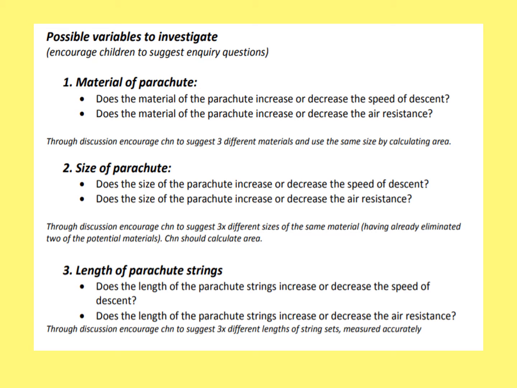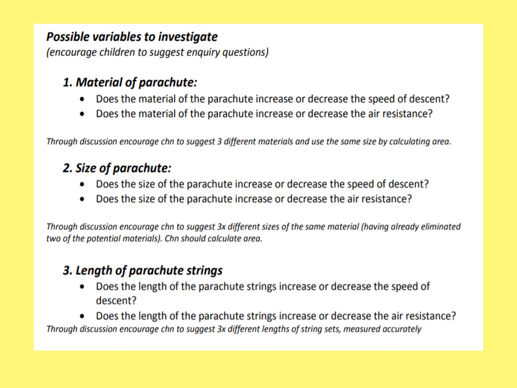Here we've got some examples of possible variables to investigate, so things that we can change to see if it affects the rate of how the parachute descends through the air. If you look closely at that word there, descent, we had an antonym to that word, an opposite to that word, as one of our homophones this week. Ascent, to go up. Descent is to go down. So let's look at some of the variables we have here.